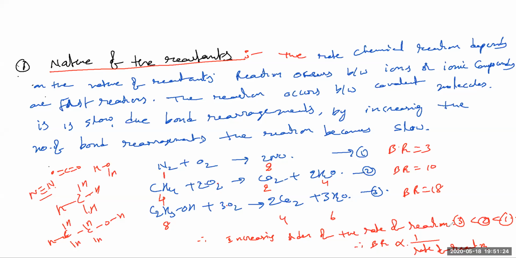But over here you've written that 3 has the least rate of reaction, and because it has the maximum number of bond rearrangements, shouldn't it take the most time? Yes, more time means rate of reaction is less. Rate is equal to dx by dt. If the denominator, time, is more, then the rate of reaction is less. Okay, so got it.